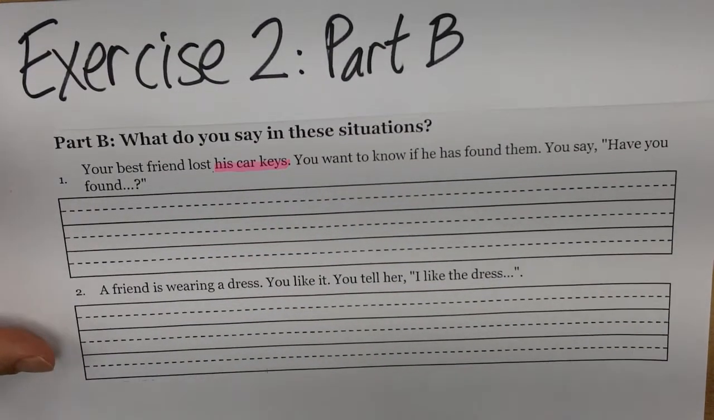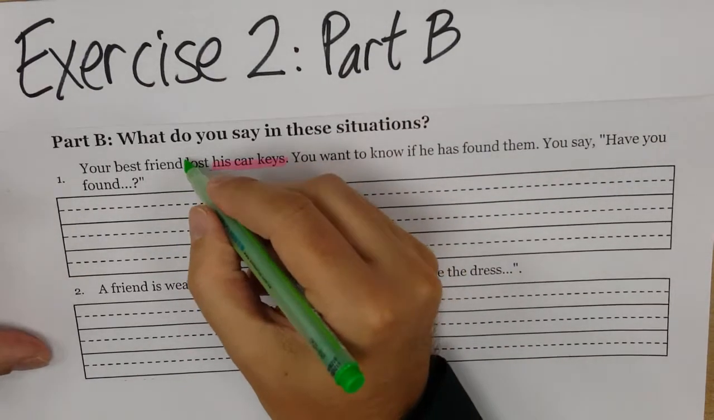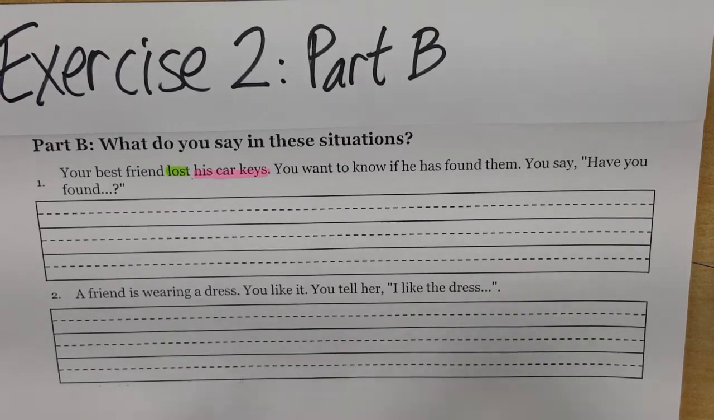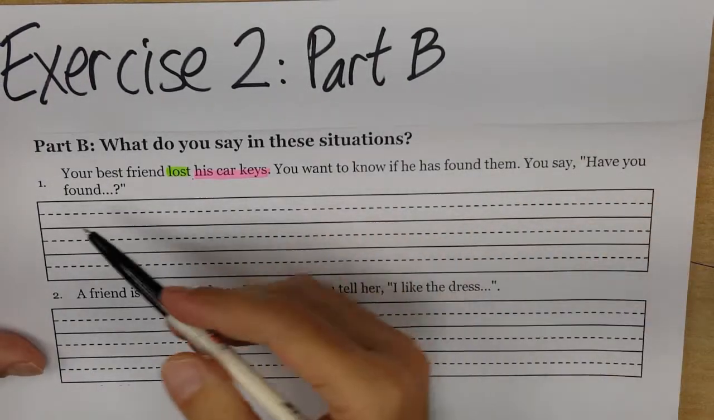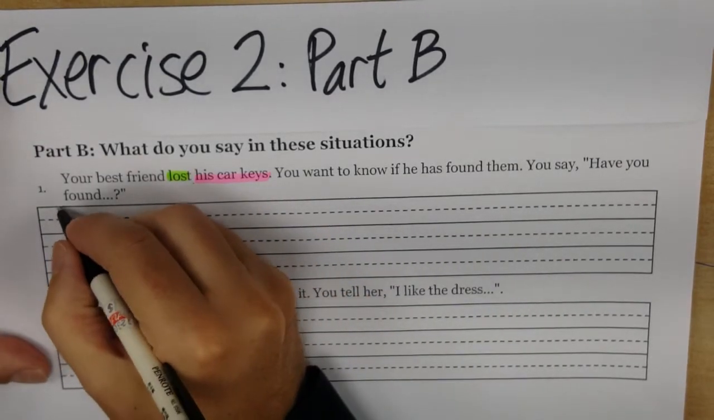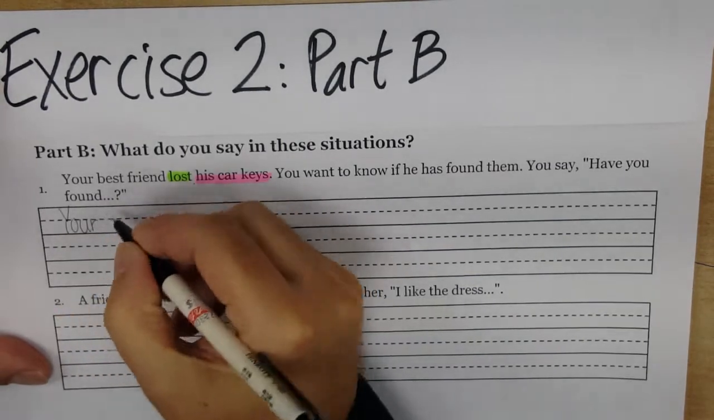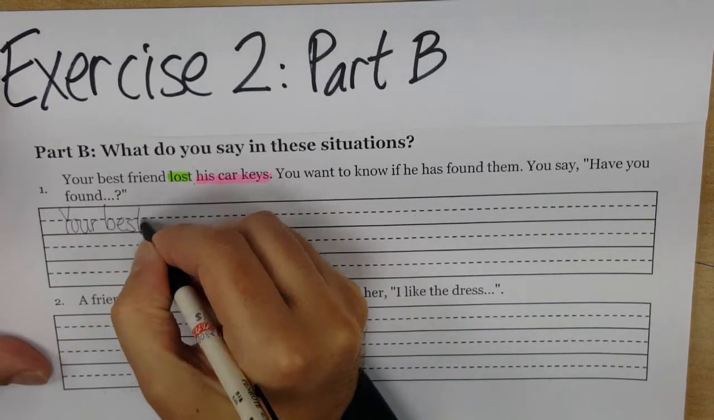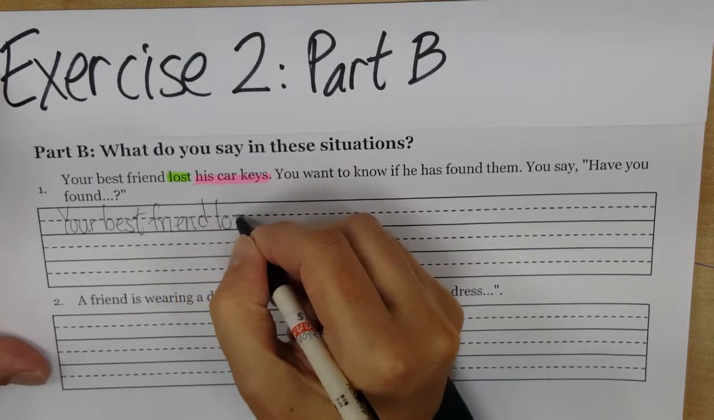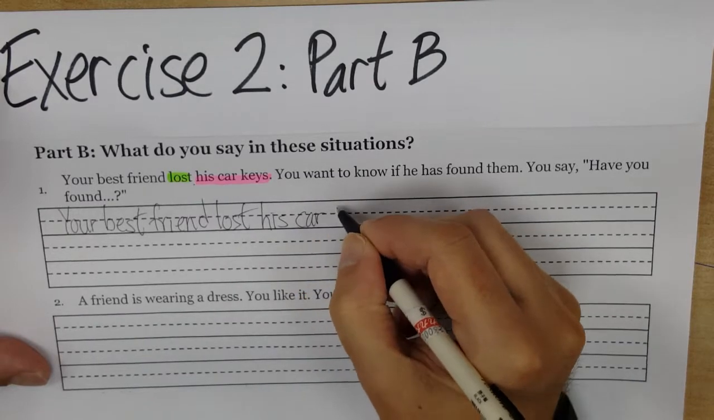And what happened to the car keys? Well, he lost the car keys. So let's write this. Now we want to write the whole sentence out. All right, so first letter is a capital letter. Your best friend lost his car keys.